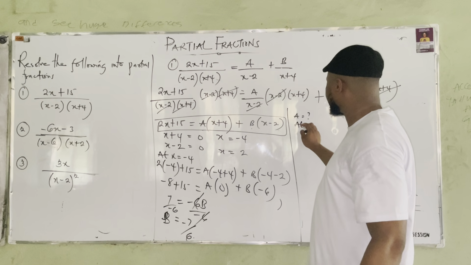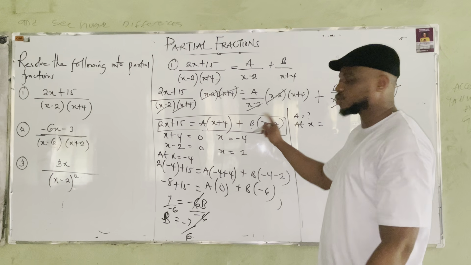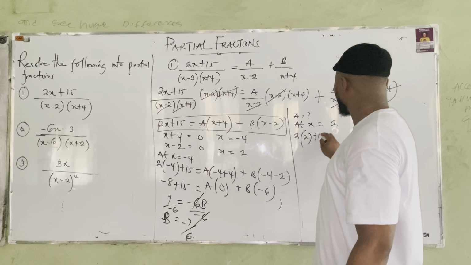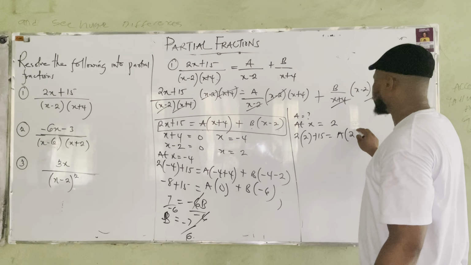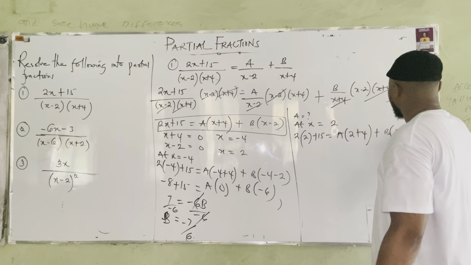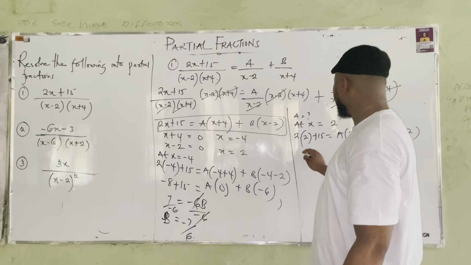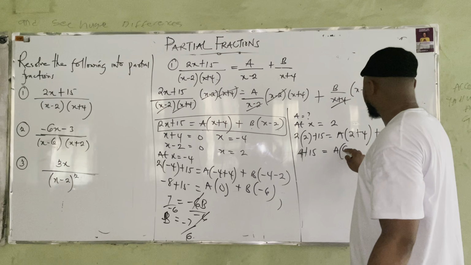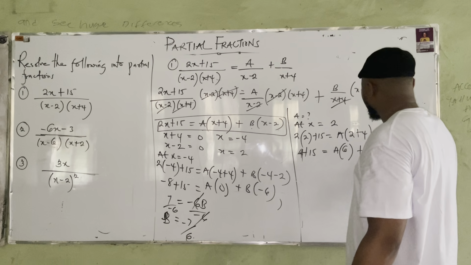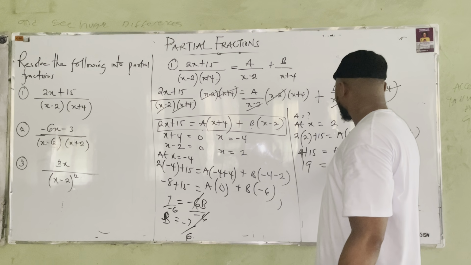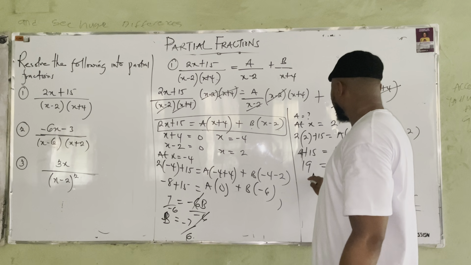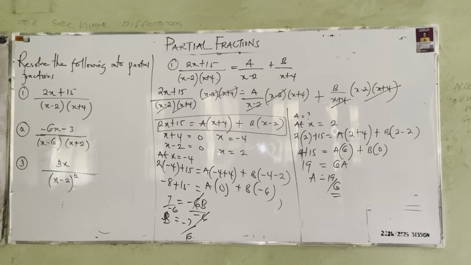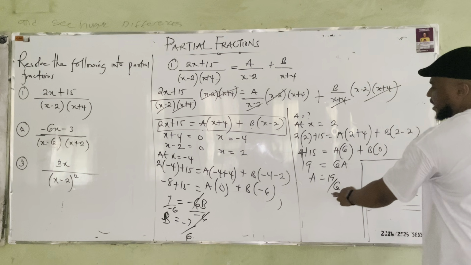Now we'll say at x equals 2, we substitute 2 into the same expression. So we have 2 times 2 plus 15 equals a bracket 2 plus 4 plus b bracket 2 minus 2. So now this will be 4 plus 15 equals a times 6 plus b times 0. 4 plus 15 is 19. So we have 19 equals 6a. So a will be equal to 19 over 6. So now we've gotten our a and we've gotten our b.